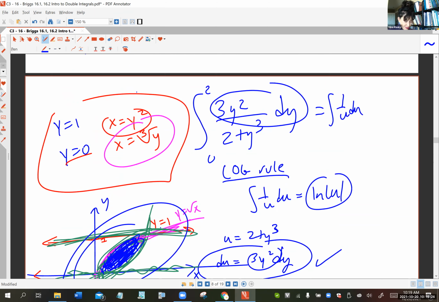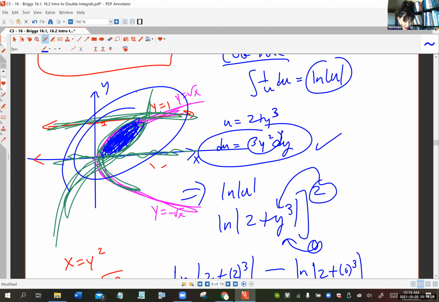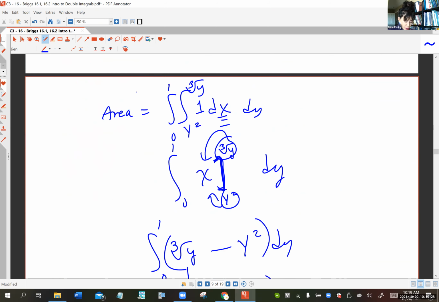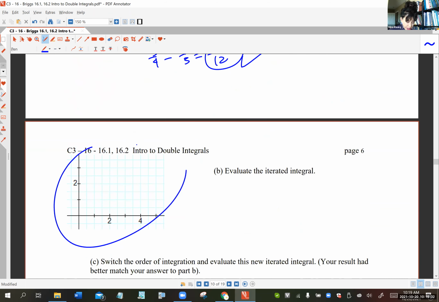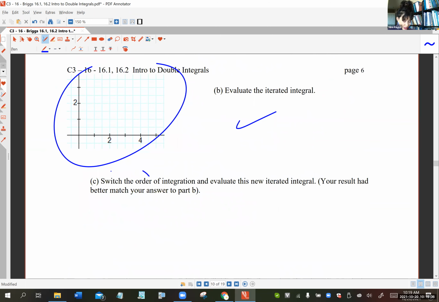Letter C. Where is letter C? Somewhere around here. This is where we're going to switch the order of integration and evaluate the new integral. Oh, here was my place to graph it. Nice. So we evaluated it, and now they want us to switch the order.